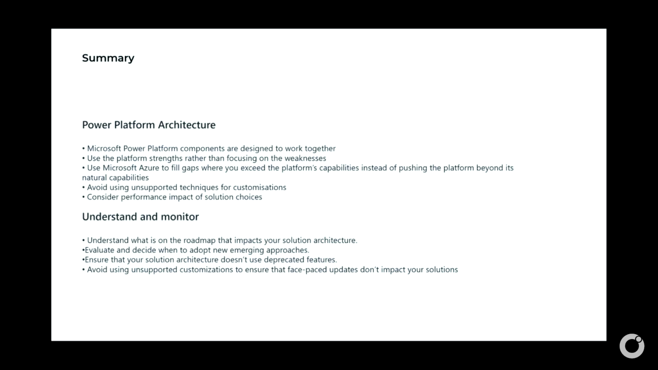And then some takeaway thoughts. The top part of this is really just about platform architecture roll-up. So understand that the components are designed to work together. Play to their strengths rather than focusing on their weaknesses, because there will be gaps. There are always going to be gaps in the product, but new features are being released all of the time. If you do spot a gap, look to Azure or something like that to fill it, rather than push the product to the point of breaking, because that way it's easier for you to wait for a new feature to be released and backfill it with something, rather than trying to push the platform beyond its capabilities.